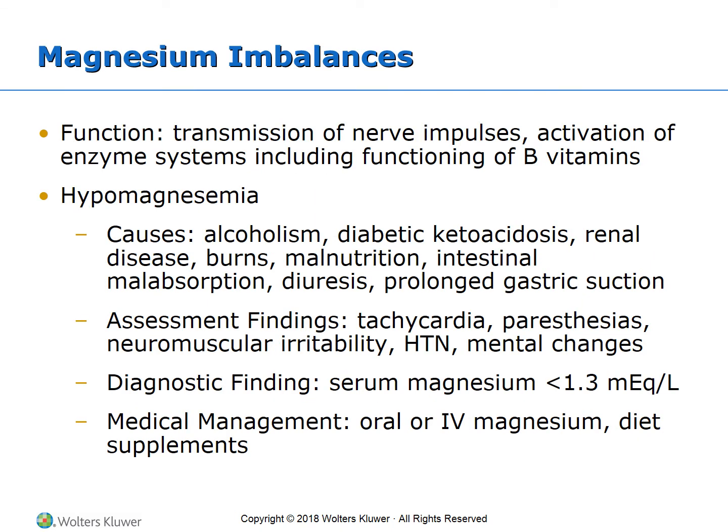So now we're talking about magnesium. Magnesium, again, is important because it assists in the transmission of nerve impulses and activation of the enzyme system. It helps to produce ATP and helps with the function of vitamin B. It also plays a role in protein synthesis and carbohydrate metabolism. It helps the cardiovascular system by vasodilation and regulates muscle contraction. So very, very important.